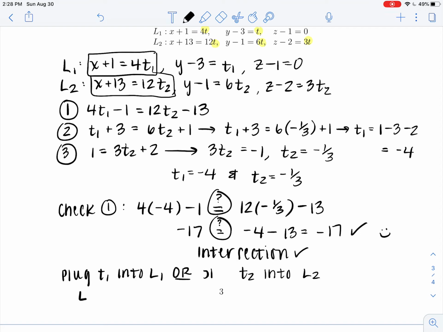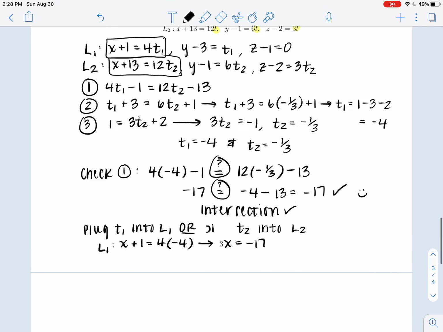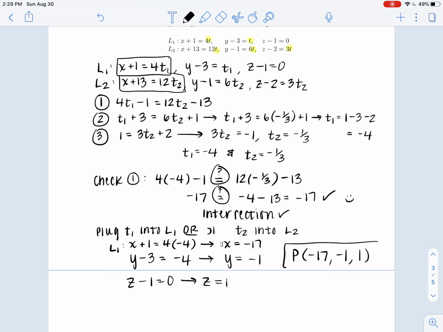Let's try this again. For L1, we have x plus 1 equals 4 times negative 4. This is a much more manageable number. So here we get x equals negative 17. I feel good about that. So now, let me actually zoom out a bit. y minus 3 equals negative 4. This gives me y equals negative 1. And z minus 1 equals 0 gives me z equals 1. So I now have found the point of intersection. It occurs at negative 17, negative 1, and 1.